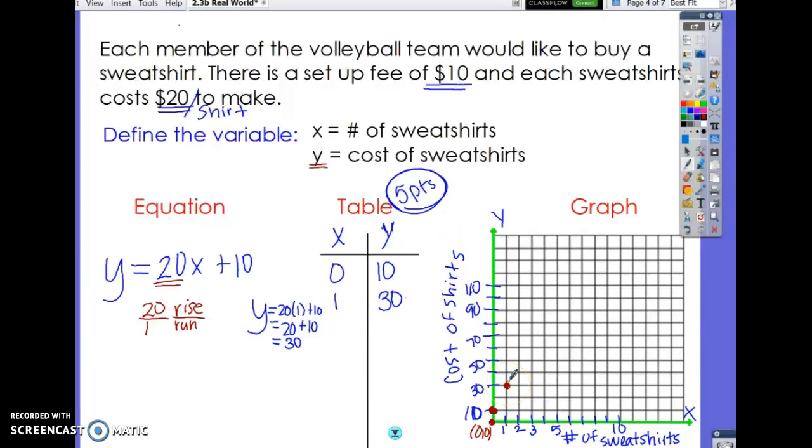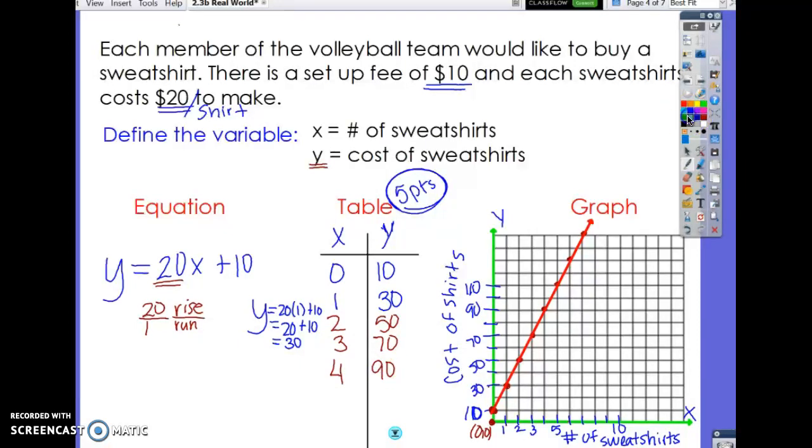Let's keep graphing. So I'm going to go up 20 over 1, up 20 over 1, up 20 over 1, up 20 over 1. There. Now I can connect these to finish off my graph. Now that we finished our graph by drawing our line, we can look at those points and use them to finish off our table. So when we buy 2 sweatshirts, we have to pay $50. When we buy 3 sweatshirts, we have to pay $70. When we buy 4, we have to pay $90.